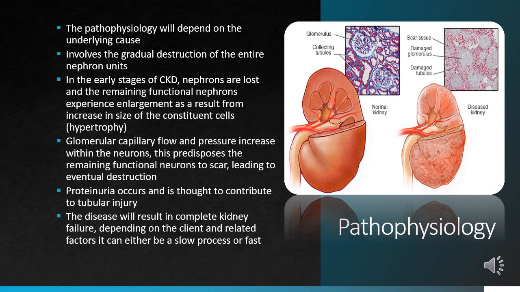The pathophysiology of chronic kidney disease will depend on the underlying cause. It involves the gradual destruction of the entire nephron units. In the early stages of CKD, nephrons are lost and the remaining functional nephrons experience enlargement as a result of an increase in size of the constituent cells, also known as hypertrophy. Glomerular capillary flow and pressure increase within the nephrons. This predisposes the remaining functional nephrons to scar, leading to eventual destruction.